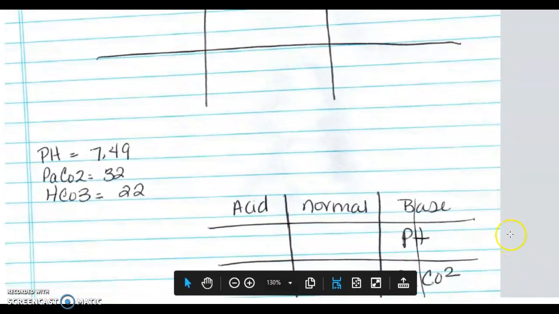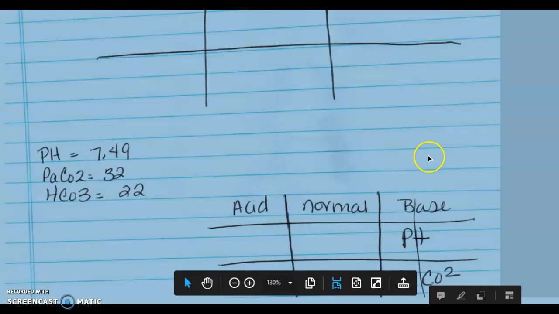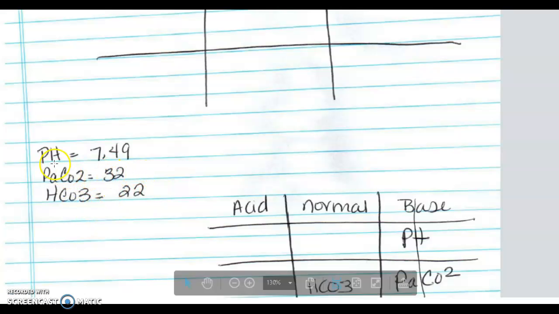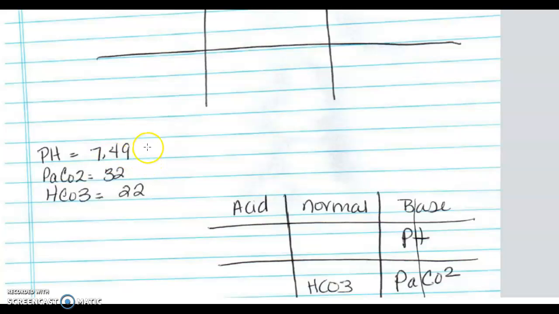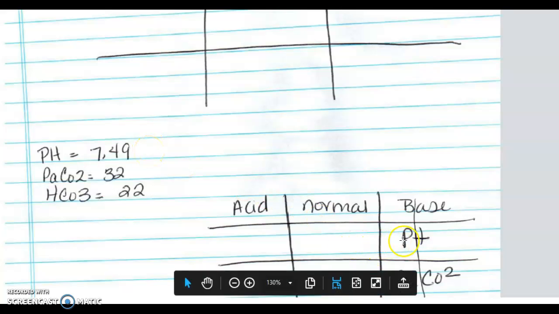So I'm going to move this down so you guys can see. Looking at this, we are given a pH of 7.49, a PaCO2 of 32, and an HCO3 of 22. So the pH is 7.49. Our normal is 7.35 to 7.45, so this is high. We know that if they have a high pH, then that's a base. That's alkalosis. So we're going to go over and write pH here.